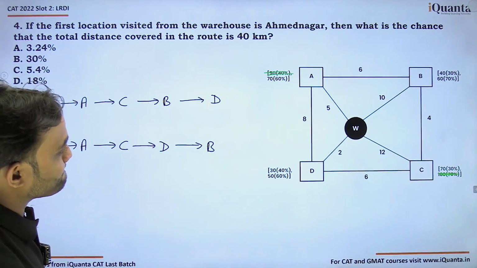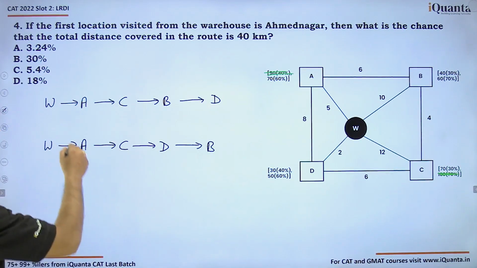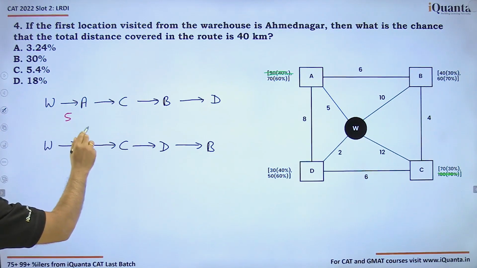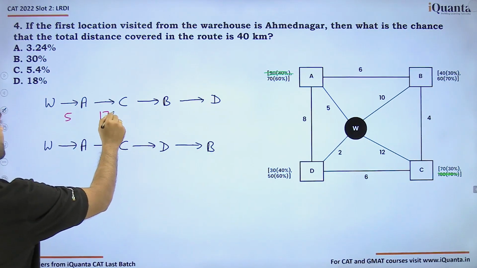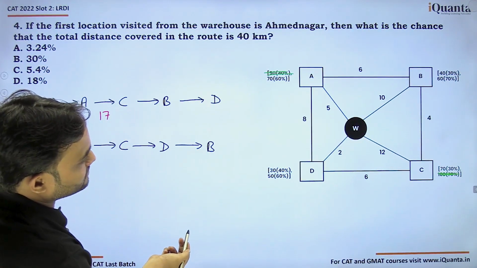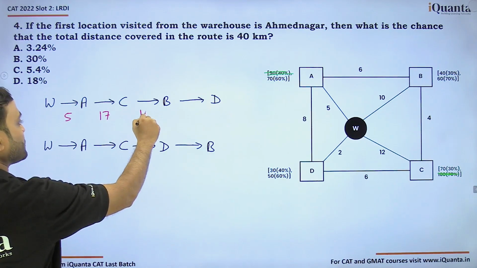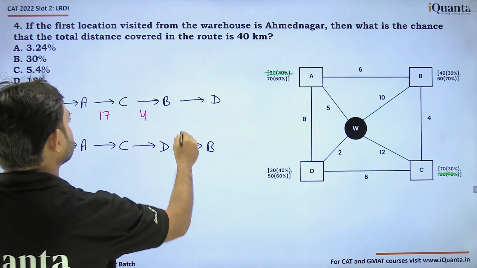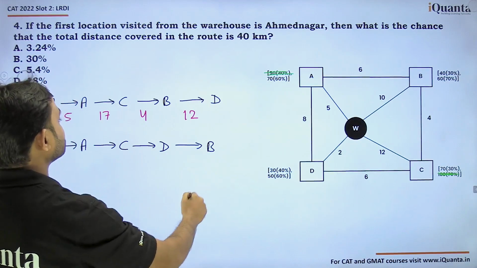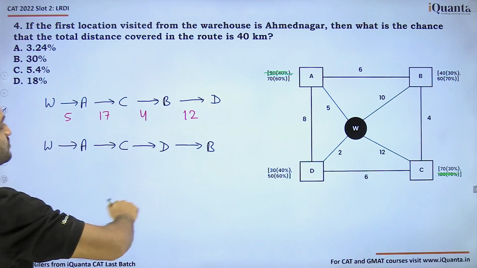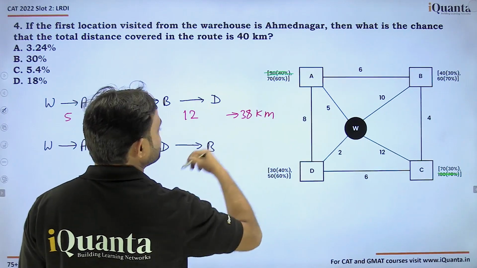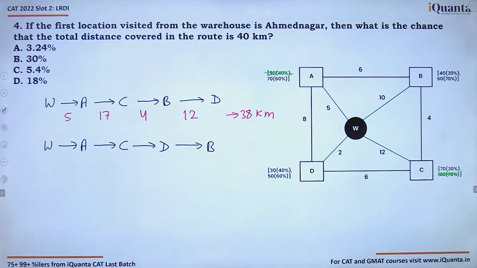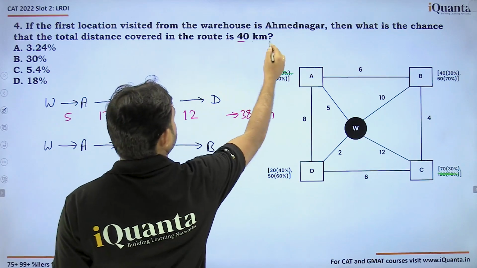W to A, it's 5 km. A to C, it will be 17 km. C to B is 4 km, and B to D, it's 12 km. So 16 plus 22, this becomes 38 km, which we should not choose because the total distance covered should be 40 km.